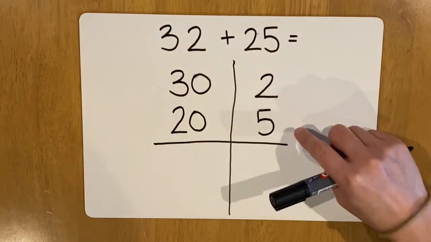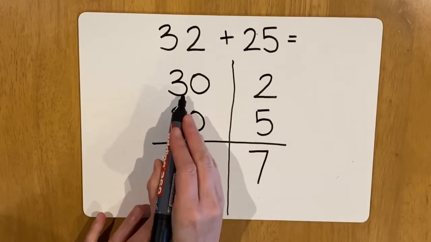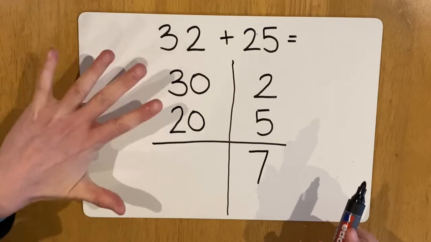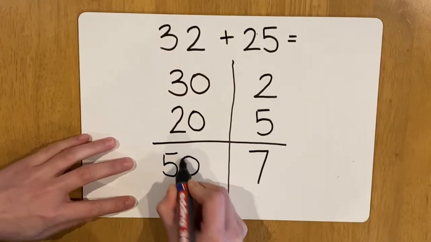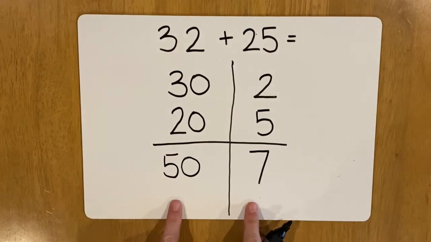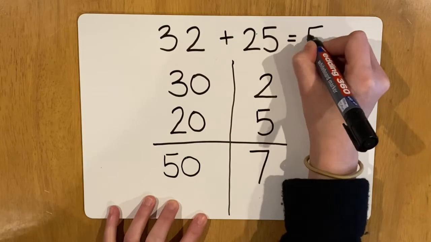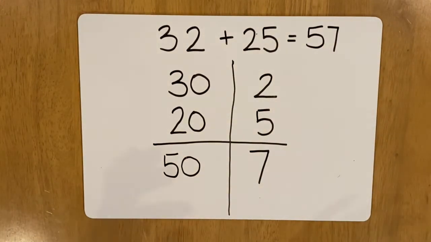So 2 plus 5 is 7. 30 plus 20, so 3 tens, plus 2 more tens, 5 tens, so that's 50. Then you add the numbers together. 50 plus 7 is 57. Now we'll do another one.